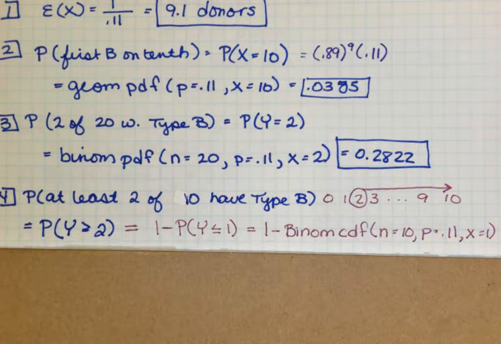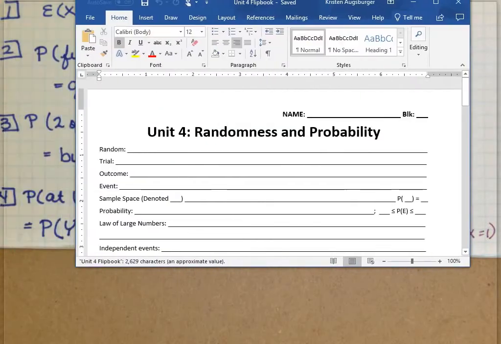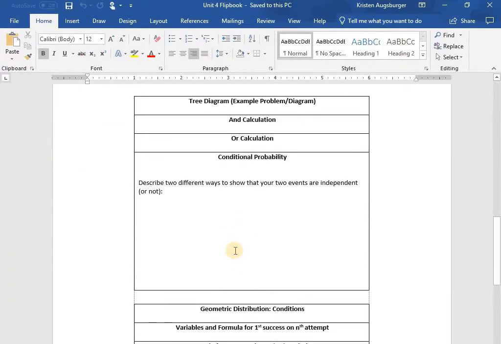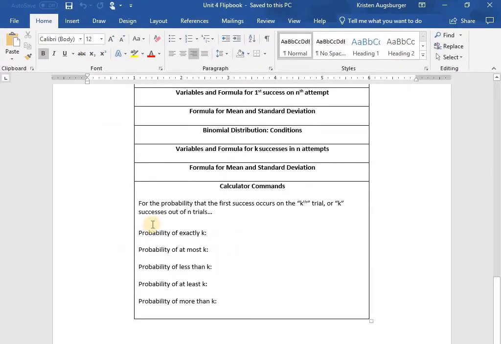I specifically have for you guys a spot for you to fill out right there. Exactly K, at most, less than, at least, more than. Because sometimes, especially in the 1 minuses, you will or will not include that number. So you really have to think about what it's talking about.